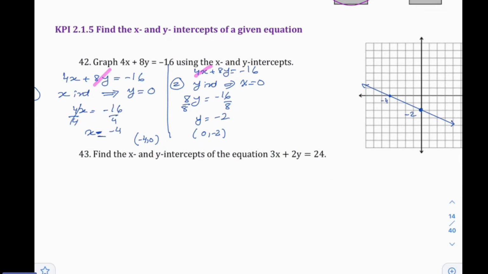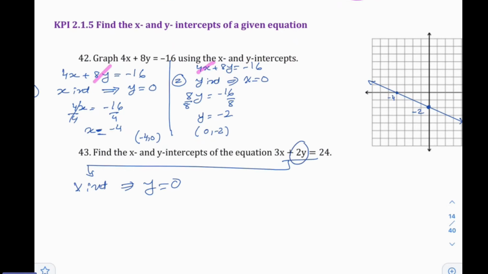Let's practice again, x-intercept, y-intercept. So to find the x-intercept, assume y is 0. So what will happen? This will be cancelled. Y is 0, so it will be 3x equals 24. Divide by 3, x is 8.